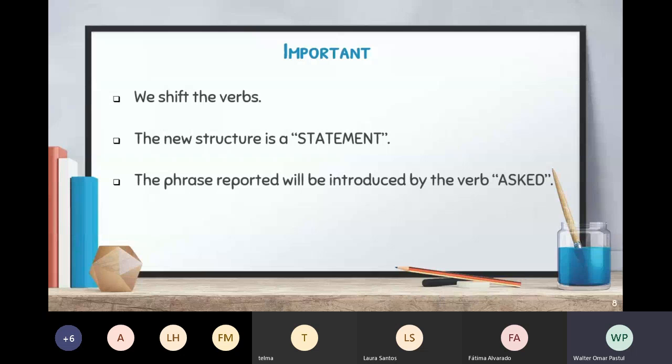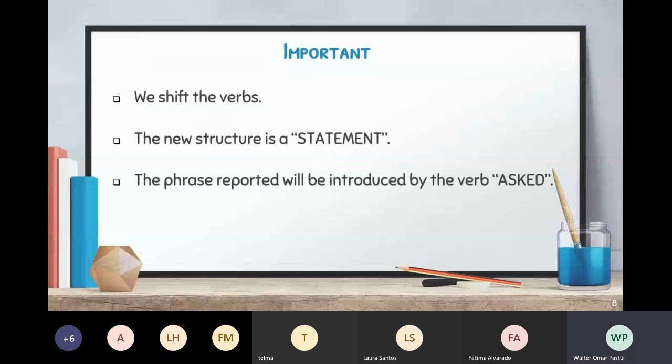When we report questions, we shift the verbs. At the end, I'm going to clarify something that appears in the book, but generally, we shift the verbs. I mean, we do the back shift, right? The new structure is a statement. This is very important because when we report something, we are reporting a question, like where do you live? But in the new structure, in the reported one, let's say, it has to be a statement.